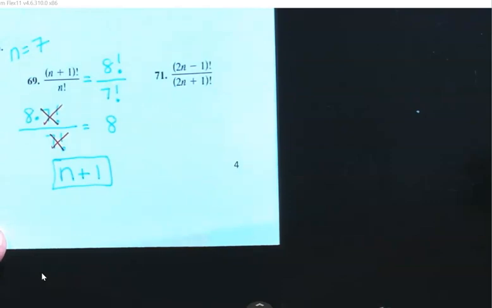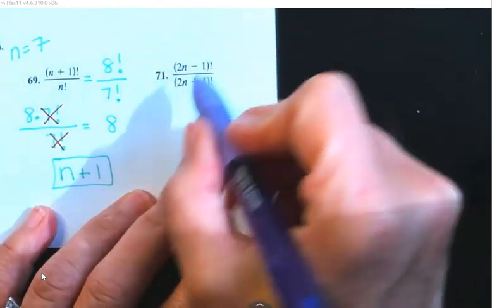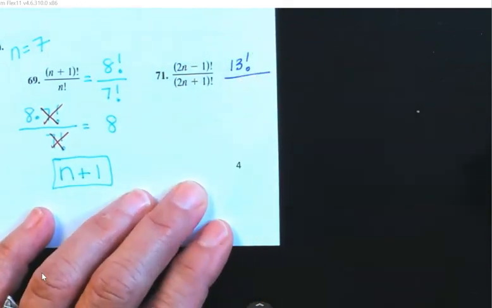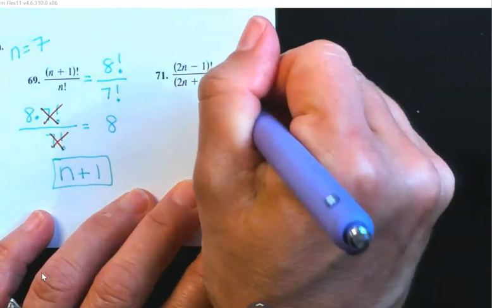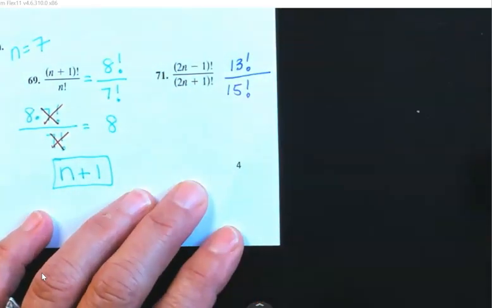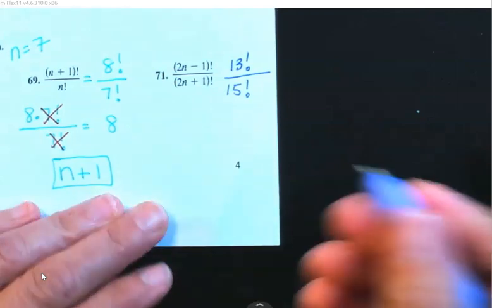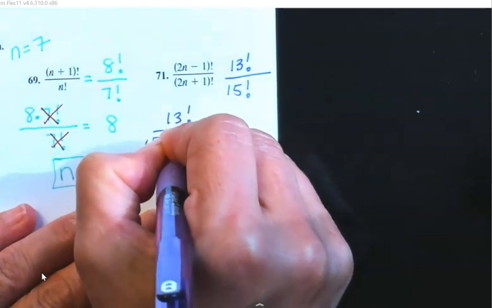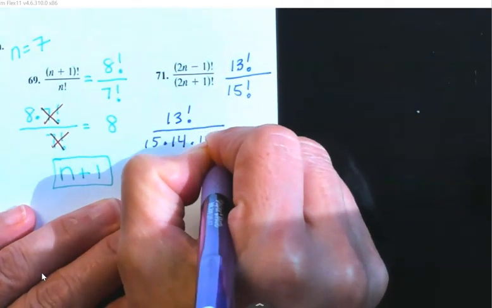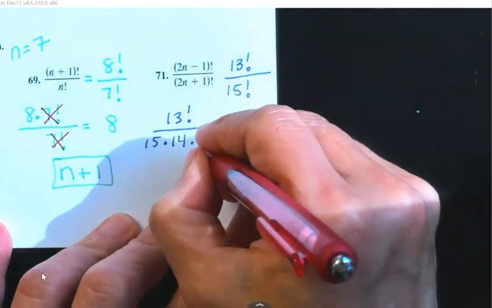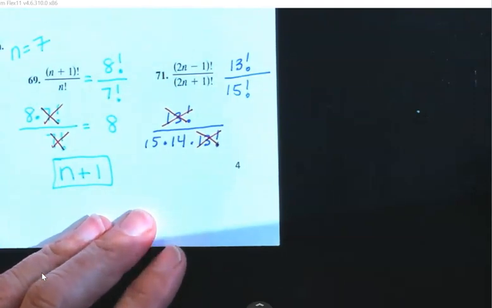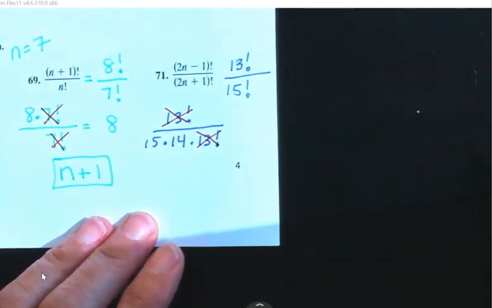Let's do it again. N is going to be 7 again. So on 71, 2 times 7 minus 1, that's going to be 13 factorial on top. 2 times 7 plus 1 is 15, so 15 factorial on the bottom. All right, let's keep 13 factorial on the top, but on the bottom, let's do 15 times 14, then times 13 factorial. So again, those are going to cancel, which is totally awesome. Don't multiply 14 times 15, because remember, we have to write it in terms of n.